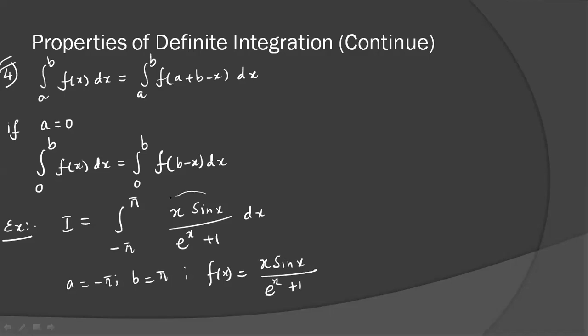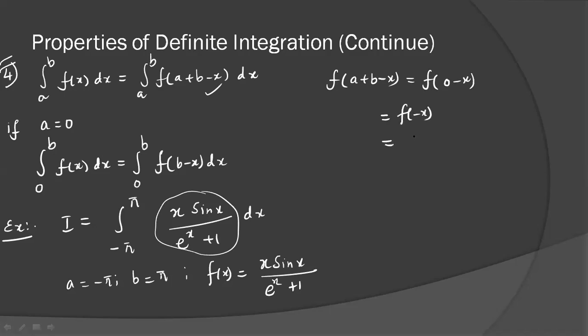If you integrate here, you cannot integrate this function. But using this property, you can find the integration. So if you use the property, we need a plus b minus x. It will be f of minus pi plus pi, it means 0 minus x. So what will be the f of minus x? It will be minus x sine of minus x over e to the power minus x plus 1.